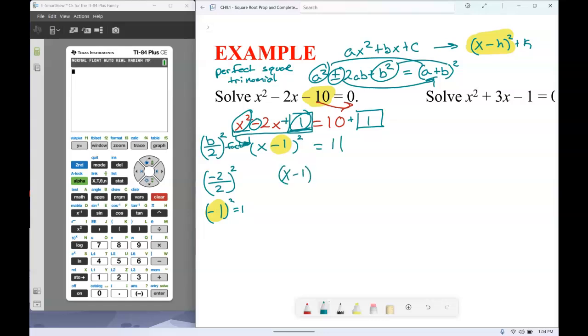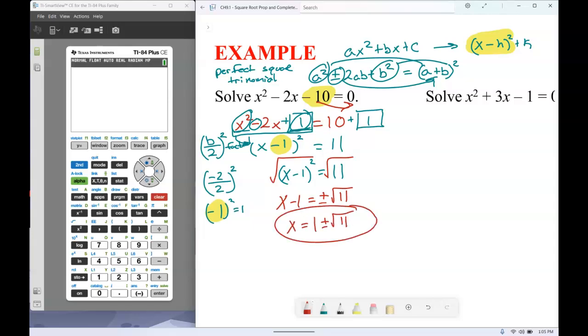So x minus 1 squared equals 11. So we've completed the square to write it as a binomial squared. Now we can solve using the square root property. Square root both sides. What am I going to get on the left? What am I going to get on the right? What are we missing? Plus and minus root 11. And then get x by itself. Plus 1. And there's our solution.